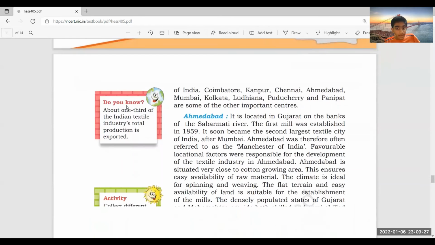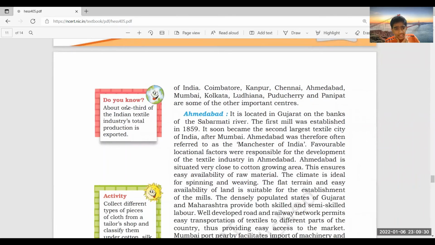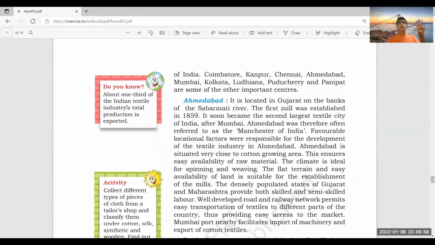Now, when you talk about Ahmedabad, and before that, do you know about one third of Indian textile industries' total production is exported. Okay, that's how we make money. And Ahmedabad is located in Gujarat on the banks of the Sabarmati River. The first mill was established in 1859. It soon became the second largest textile city of India after Mumbai. That's the reason we say Mumbai and Gujarat are major centers of cotton.